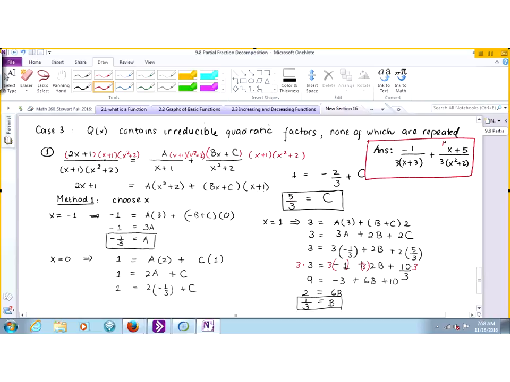C is 5 over 3. So this is 1/3 x. Oh, which one? Oh, it should be x plus 1. Yes. Thank you. Yeah, it should be x plus 1. Is this right now? Yeah. You are right.